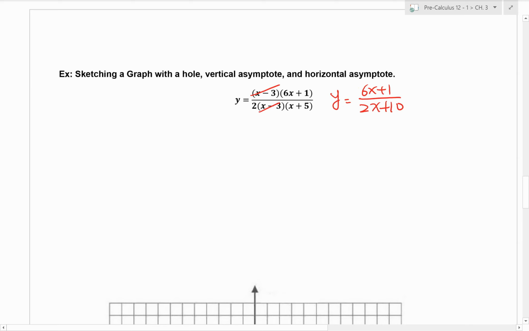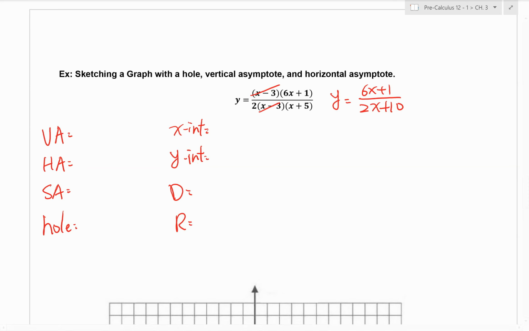Okay, so then, again, VA, HA, horizontal asymptote, slant asymptote, hole, x-intercept, y-intercept, domain, range. This time is going to be harder to tell before we graph. Okay, so we will graph and then we'll see what it looks like.